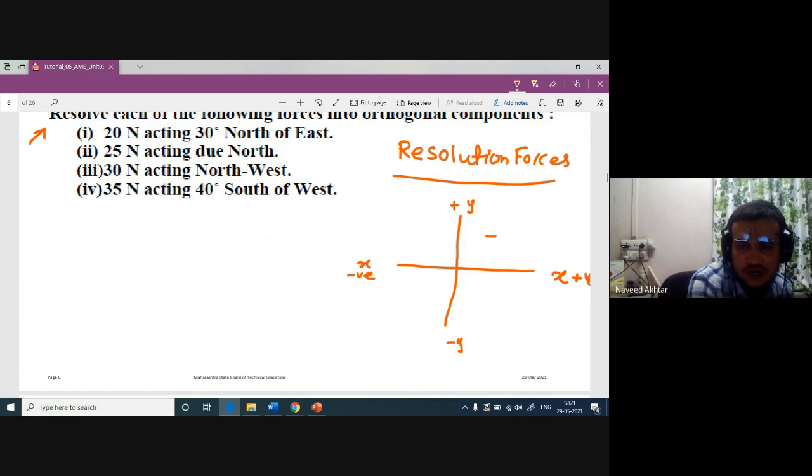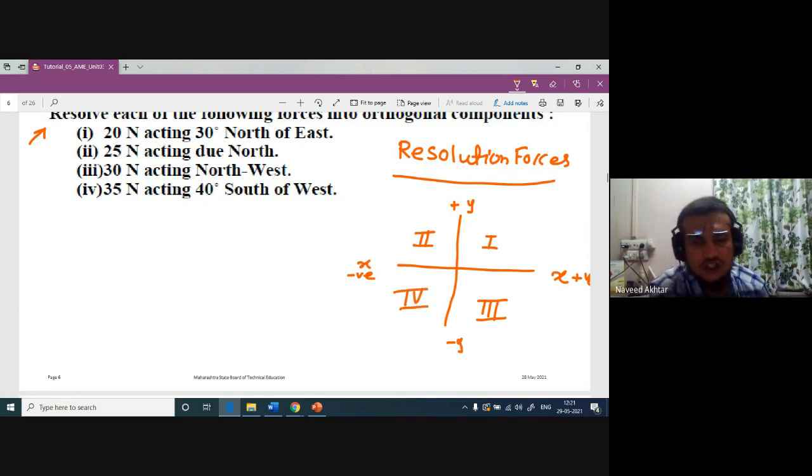The first quadrant, this one is the second quadrant, this one is the third quadrant, and this one is the fourth quadrant. Okay. So resolution of forces we can do, there is a pull or a push, and we can find out the resultant or the values, as you know, the resultant and the angle of the forces.